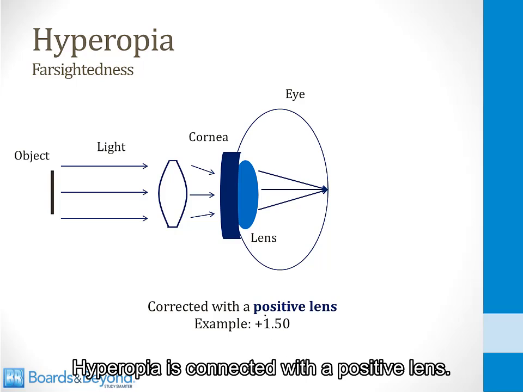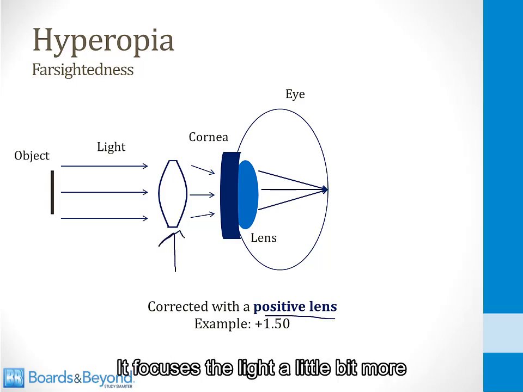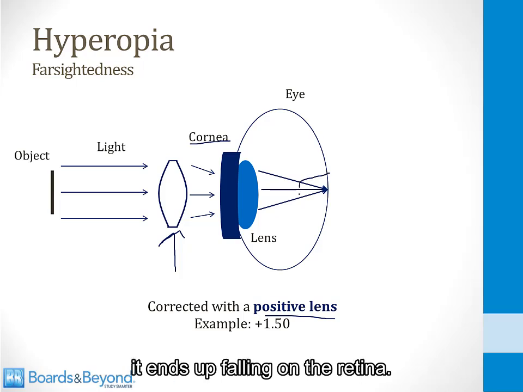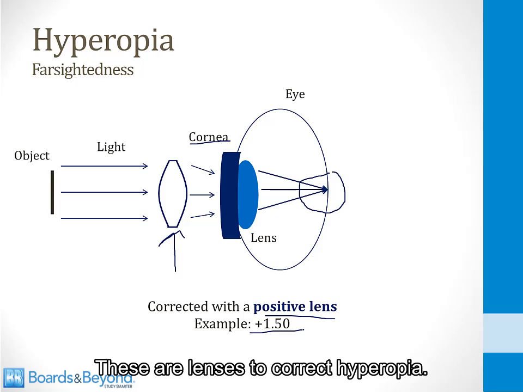Hyperopia is connected with a positive lens. This is basically a magnifying glass. It focuses the light a little bit more before it reaches the cornea, and thus when the cornea focuses the light, it ends up falling on the retina. An example of a positive lens is a lens prescription of plus 1.5 or plus 2.0. These are positive lenses to correct hyperopia.